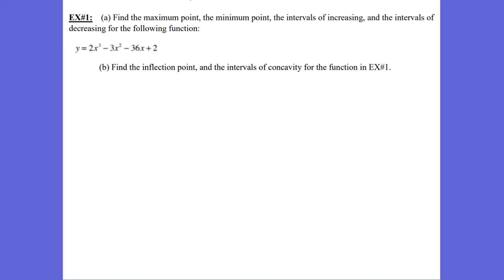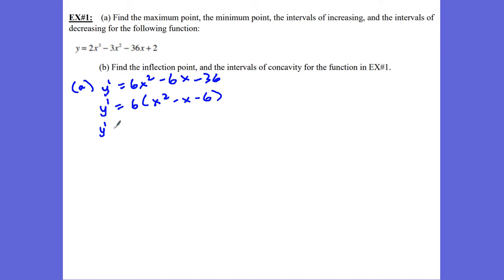Okay, so let's do an example problem here. We have a function, y equals 2x cubed minus 3x squared minus 36x plus 2, and we're going to find the maximum point, the minimum point, the intervals increasing, and the intervals decreasing. The first thing I want to do is take the first derivative, so I use the power rule. I have 6x squared minus 6x minus 36. We're going to factor out a 6, which gives 6 times (x squared minus x minus 6).